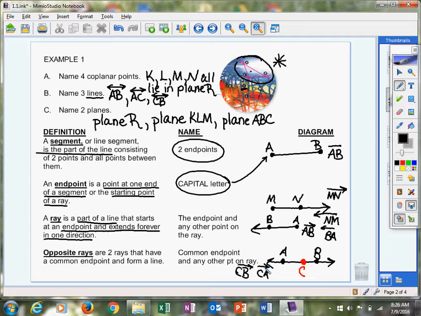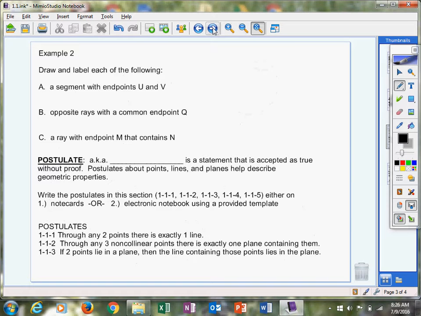All right, let's flip the page, and we're going to draw and label each of the following. We've got 3 things we need to do. So we need to draw a segment with endpoints U and V. So you're just going to draw a line, put some endpoints on it, label it U, label it V, okay? And the way that we would write that, if you were trying to describe that to me using symbols, you would do UV or VU with a little piece of a line, a segment with no arrows on either end.